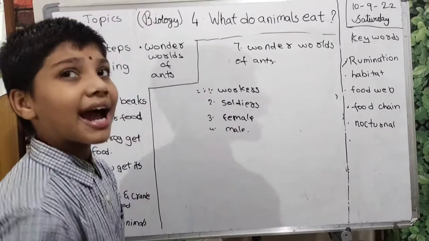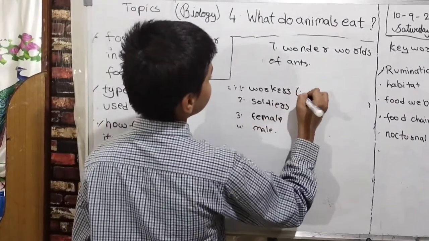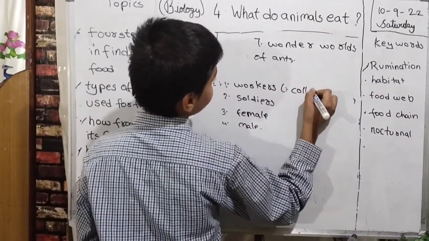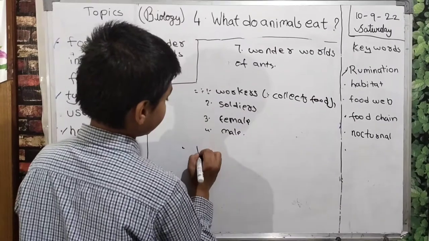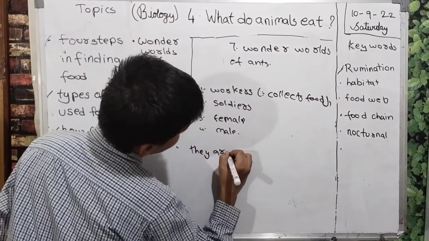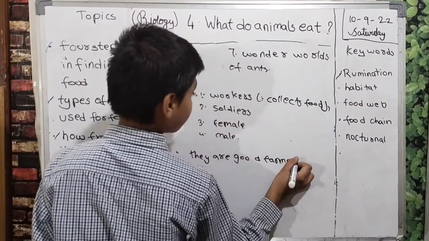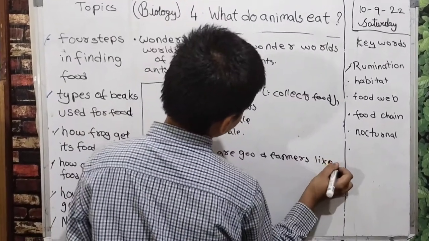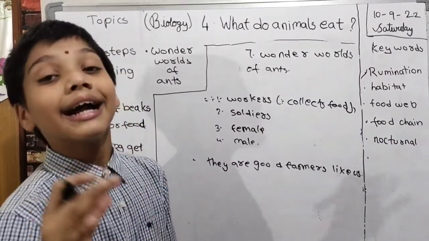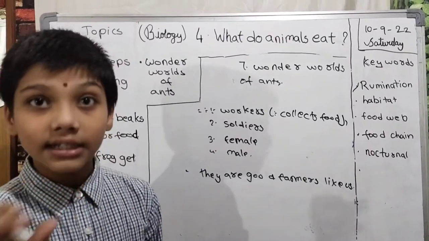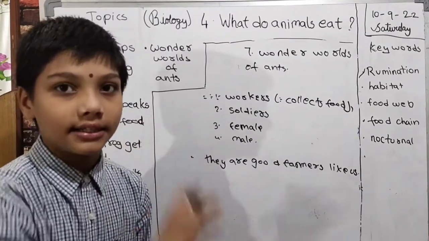So mainly ants also are good farmers like us. Means the worker ants. So the worker ants collect food, and they are good farmers. Means they cut some pieces of leaves and they tie them as a bed, and it forms a fungus which they will eat.